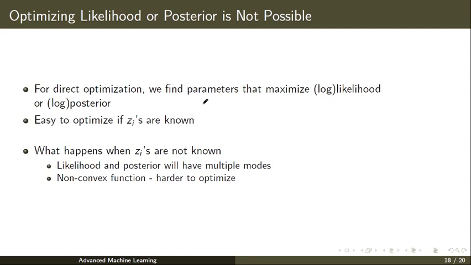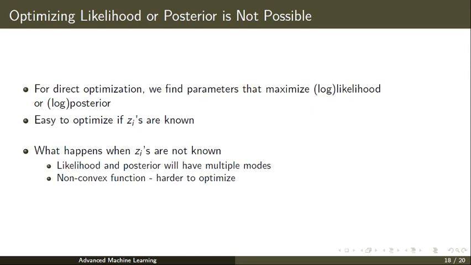With direct optimization, we can find parameters that maximize the log likelihood or log posterior. So you are trying to find parameters that maximize your log likelihood. Once again, it is easy if you know the Zi's.